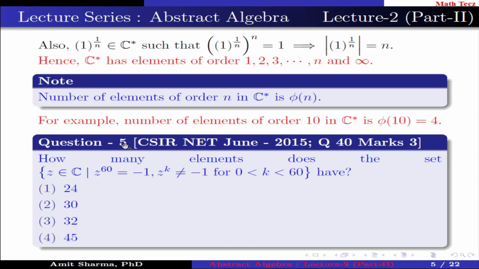Question number 5. This question was asked in the CSIR NET June exam in 2015. How many elements does the set of Z belonging to complex numbers, such that Z raised to the power 60 equals minus 1, and Z raised to the power k not equal to minus 1 for 0 less than k less than 60, have? Option 1: 24, option 2: 30, option 3: 32, option 4: 45.